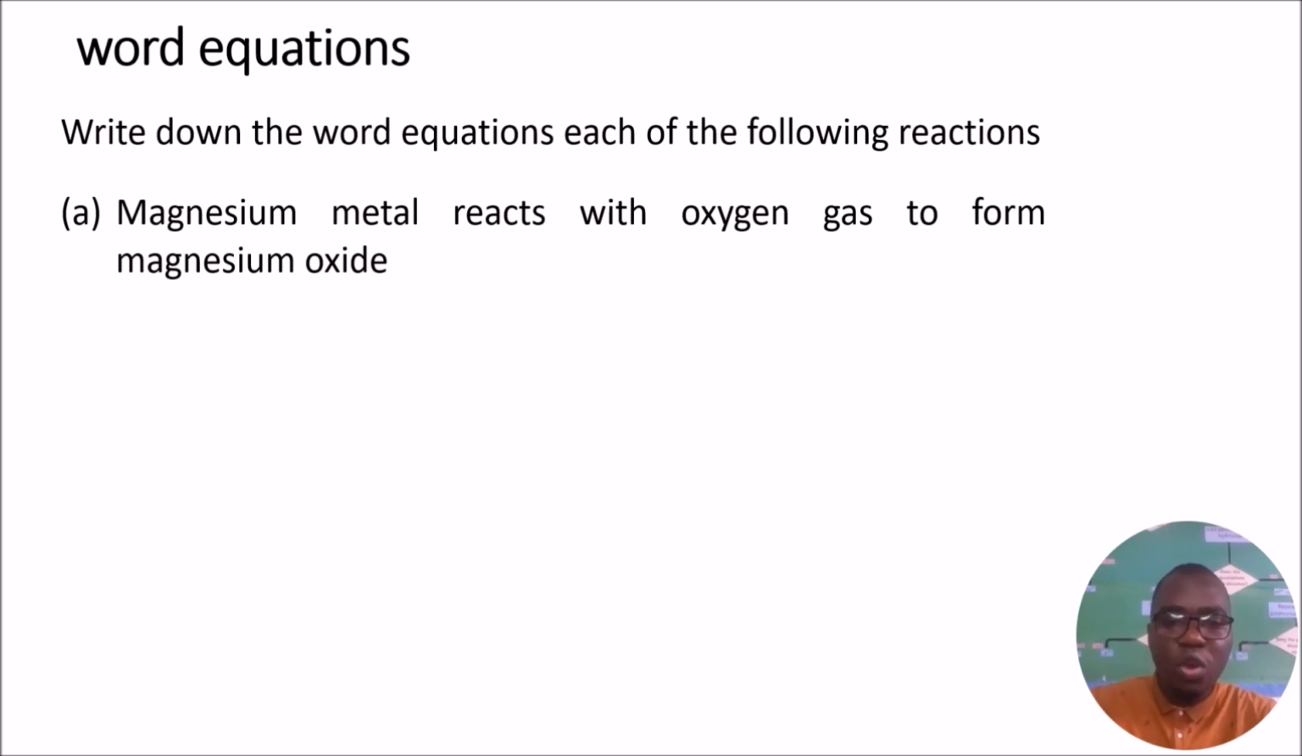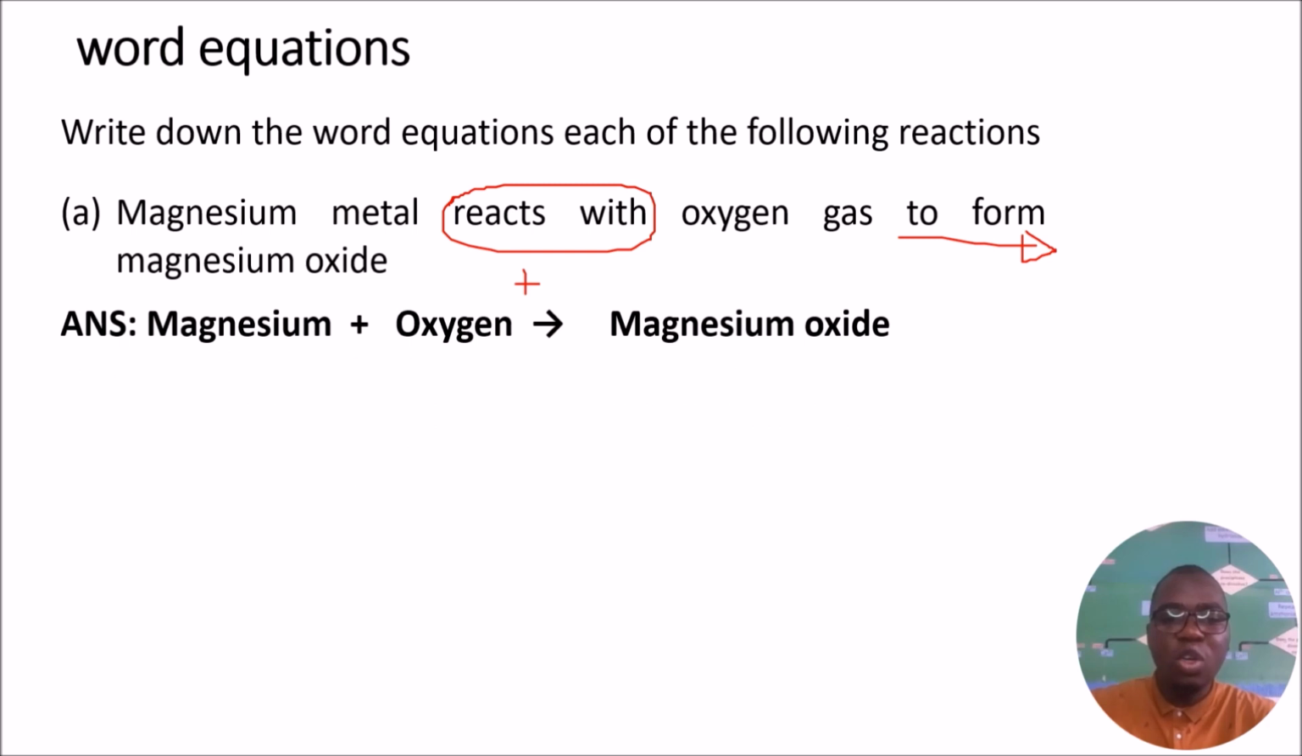First of all, you identify the key features. There is this word here, which is react with. React with simply means a plus on the left side. To form simply means an arrow. So here they've said magnesium is reacting with oxygen. So this is magnesium plus oxygen equals magnesium oxide. So the word equation will simply be like this. Magnesium plus oxygen equals magnesium oxide.